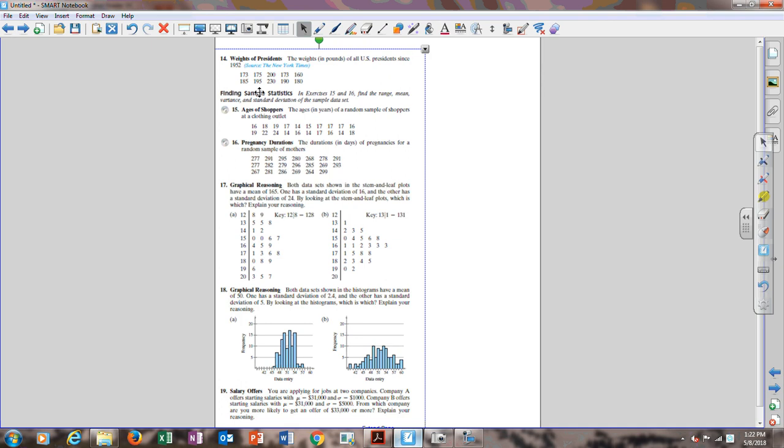All right, number 15. In exercises 15 and 16, find the range, mean, variance, and standard deviation of the sample data set. Ages in years of a random sample of shoppers at a clothing outlet. That would be just entering all your data in again. Just stat, edit, clear L1 out, and go with it. 15, 18, 19.